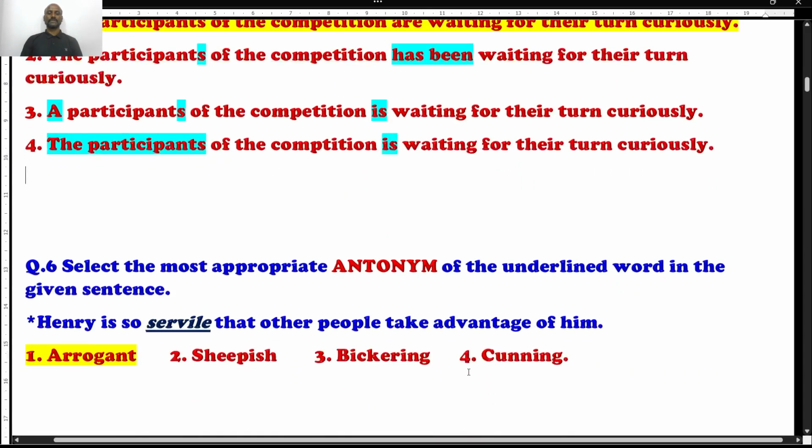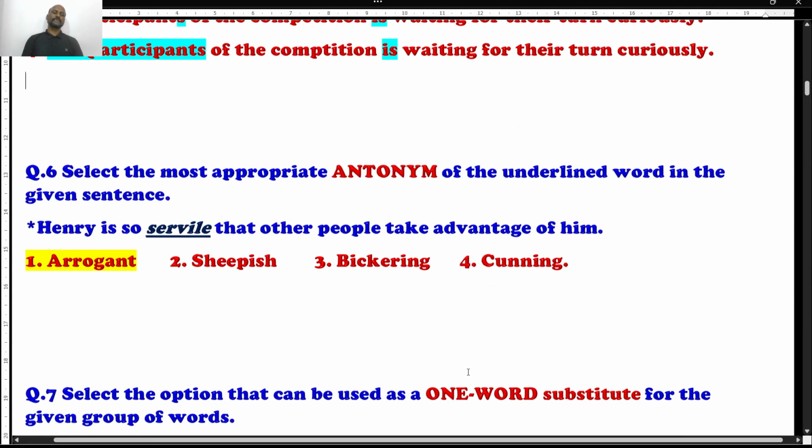Let's move to the next question, students. Question number 6. Select the most appropriate antonym of the underlined word in the given sentence. A sentence is given. Henry is so servile that other people take advantage of him. Well, servile is underlined. What is the opposite word for servile? We do have 4 options: arrogant, sheepish, bickering, and cunning. Students, these words are not collocating.